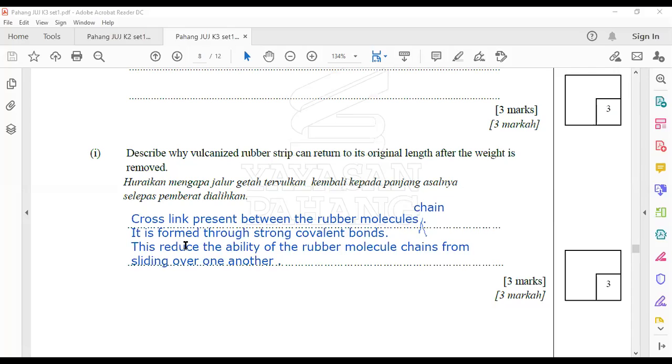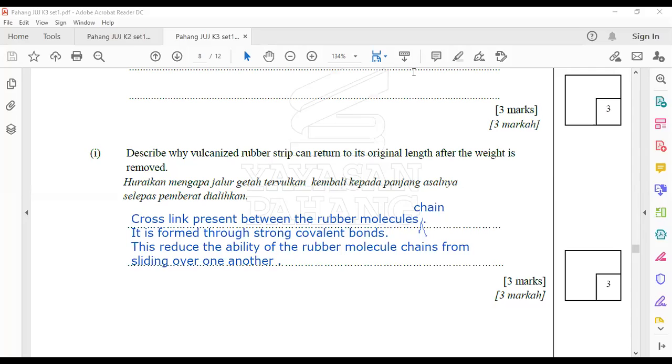Okay, now it is formed through strong covalent bonds, and this reduces the ability of the rubber molecule chains from sliding over one another easily. You can add in easily. Okay, now we cannot prevent it from sliding. We are going to only reduce it. If you prevent it, meaning it will not extend at all. At last, if you hang a weight to it for a very long time, it is still going to be extended. Okay, so this is about our explanation. Please know about this explanation, important.